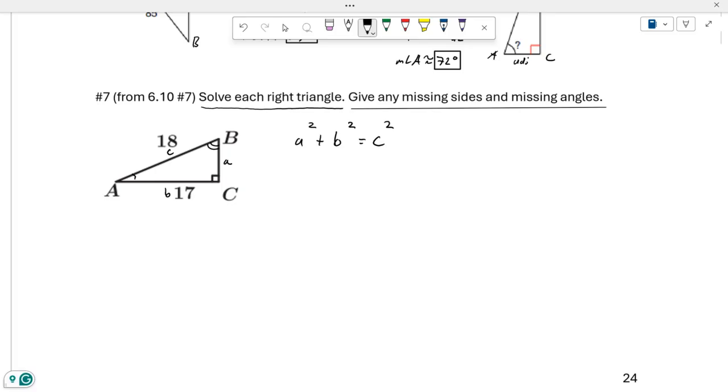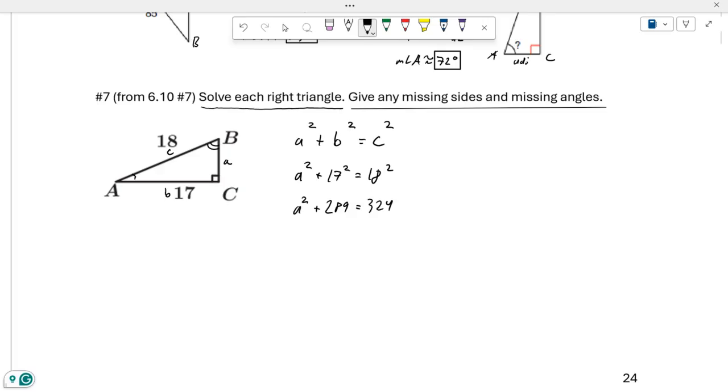A is the thing that we're missing, so I'll just leave it as A. B is my leg that we're told is 17, so 17 squared. And C is my hypotenuse, which is 18. This next step is not strictly necessary, but I find it helpful to simply evaluate the squares. So A squared plus 17 squared is 289. And 18 squared is 324.